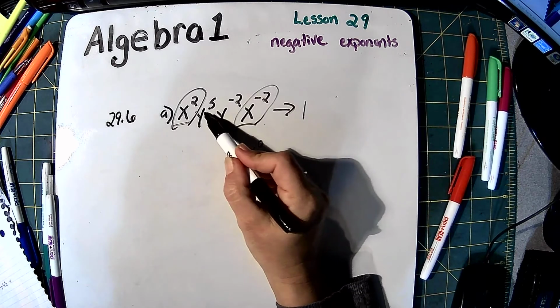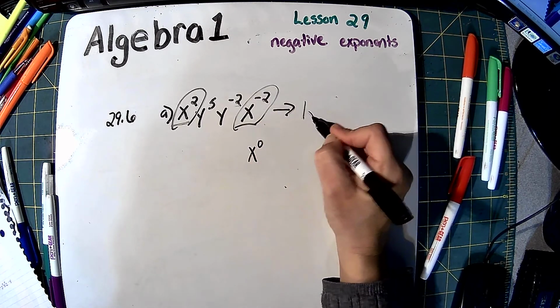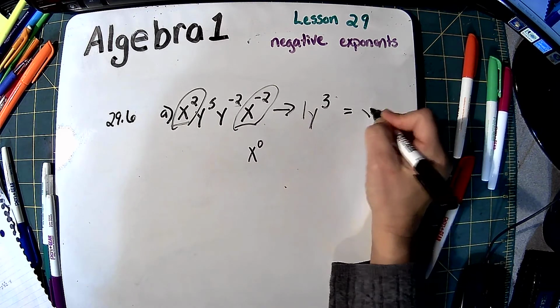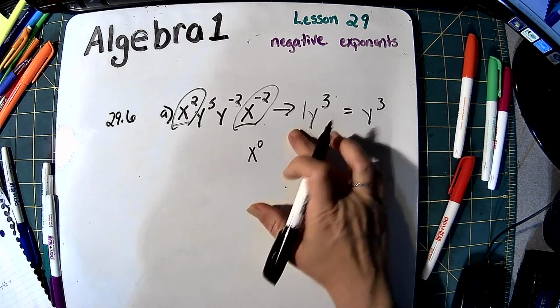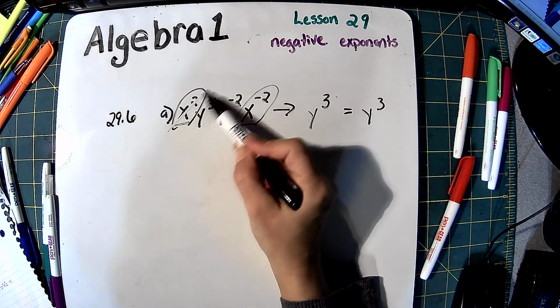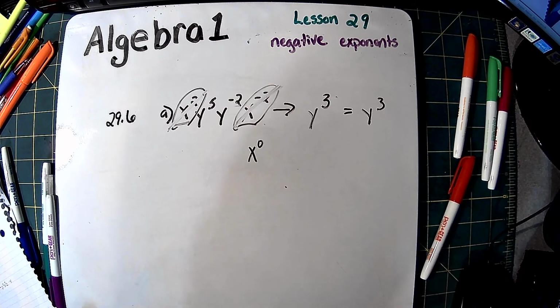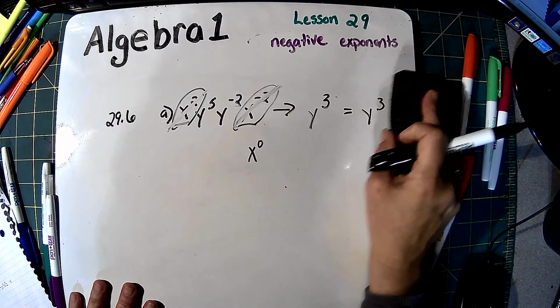All right, right here we have 5 minus 2, which would be y to the 3rd. And we really can just write this as y to the 3rd. We don't need that one right there, because basically this positive 2 and this negative 2 canceled each other out. We don't have any more y's. Okay.